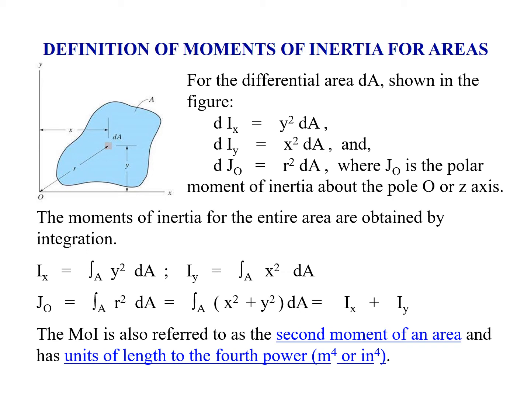But you can also get the polar moment of inertia as a combination of the moment of inertia about x and about y. So you'll see at the right that J0 is equal to Ix plus Iy. The moment of inertia is also referred to as the second moment of an area and has the units of length to the fourth power. So you might have meters to the fourth or inches to the fourth or even millimeters to the fourth, depending on the size of the area that we're looking at.